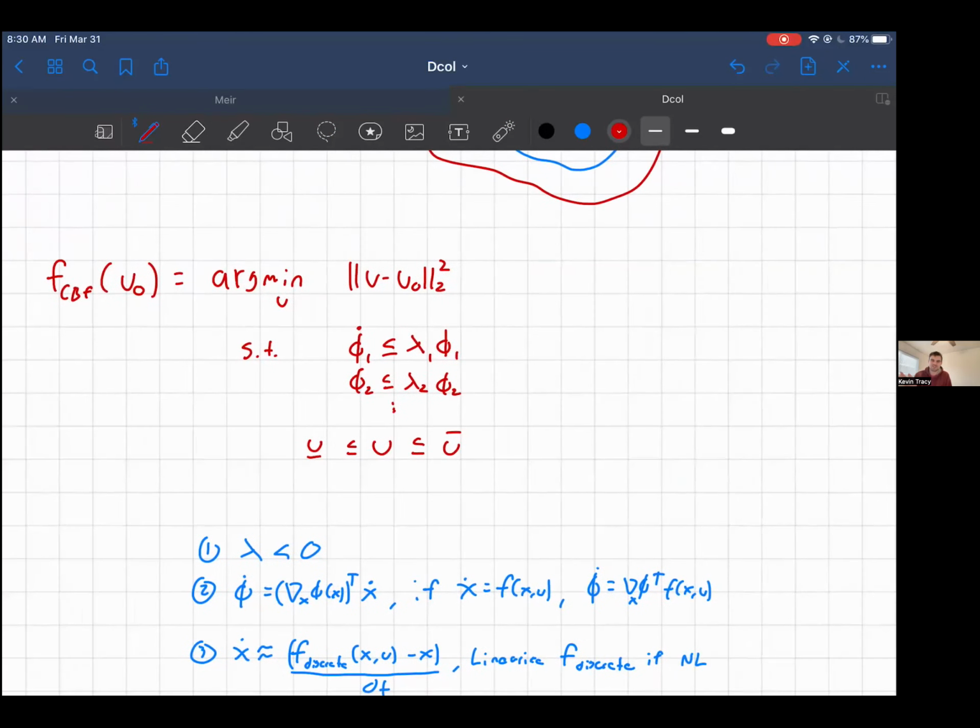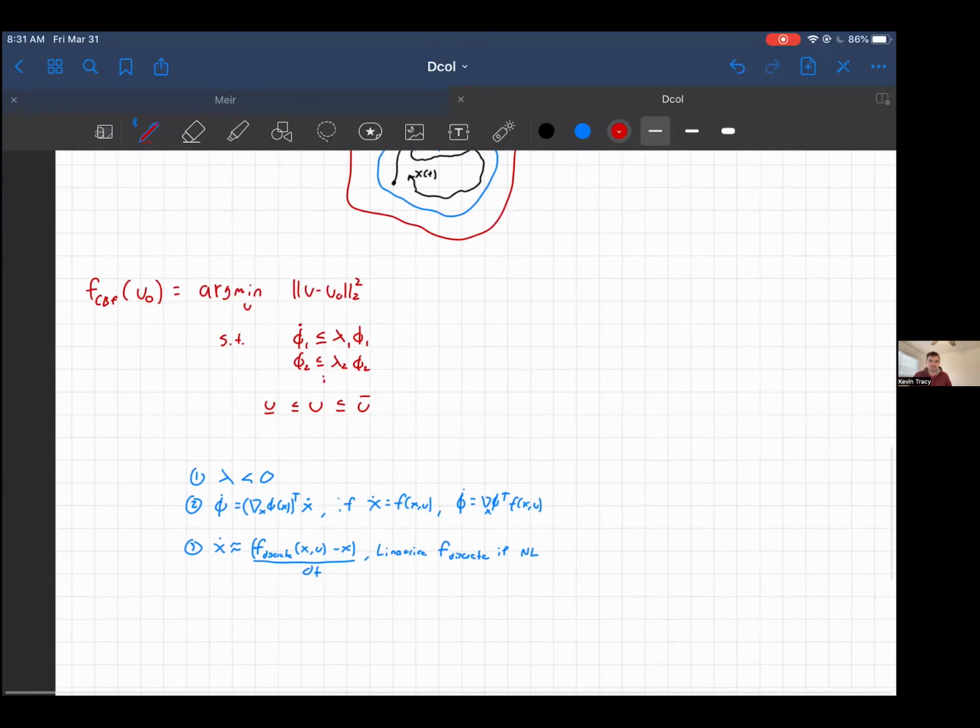Whenever you're modifying controls, you should be careful, because any guarantees you have from the original controller, as soon as you start modifying them, you're going to lose those guarantees. So it's no longer going to be optimal or anything. This is basically a hack that we throw on top of our controls to make them safe. Sometimes it works super well, but sometimes it's not the right tool for the job. Does that answer your question?